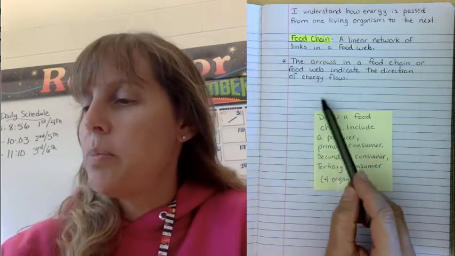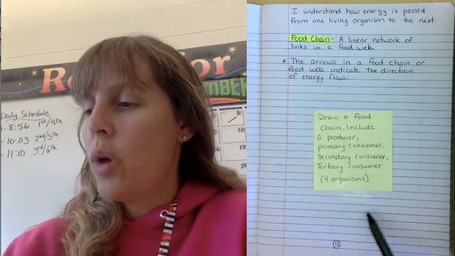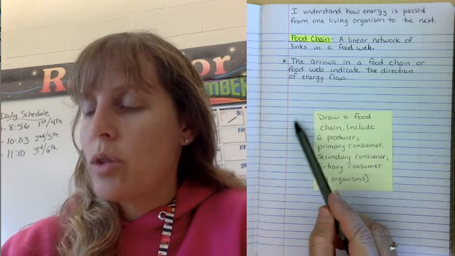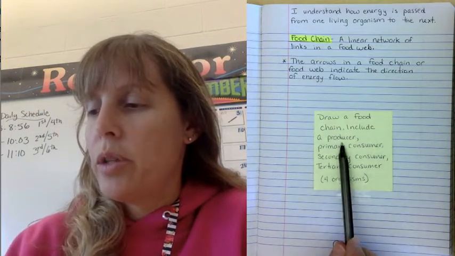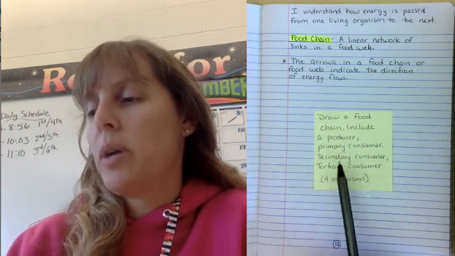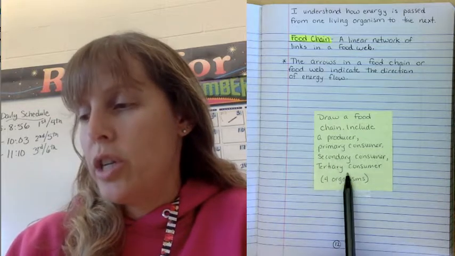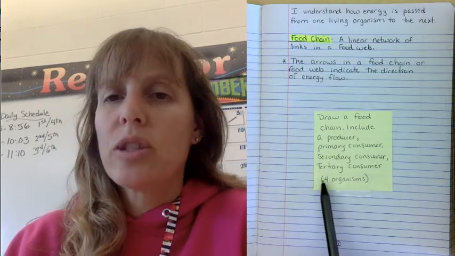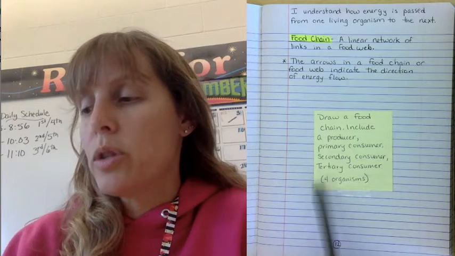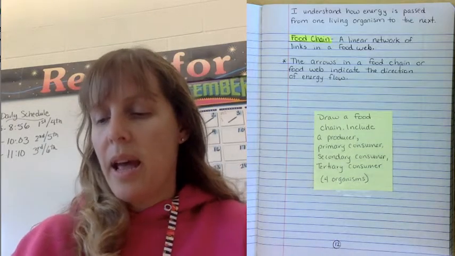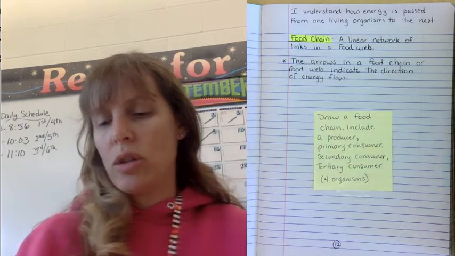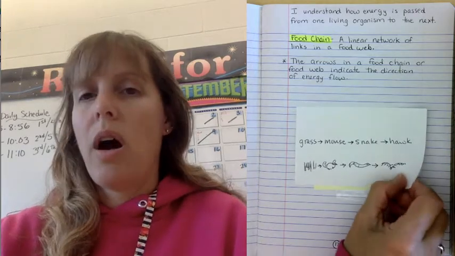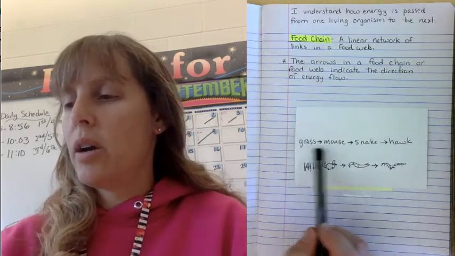In this space of your notebook, I would like you to draw a food chain. You're going to include a producer, a primary consumer, a secondary consumer, and a tertiary consumer. Really, that's just 4 organisms. Start with a producer and then 3 more organisms. Let me give you an example of a food chain just so that you can see it. This one includes a hawk, right? So a food chain is linear. It goes in a line.